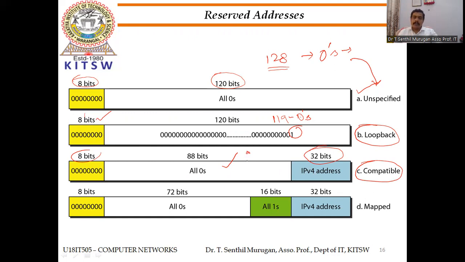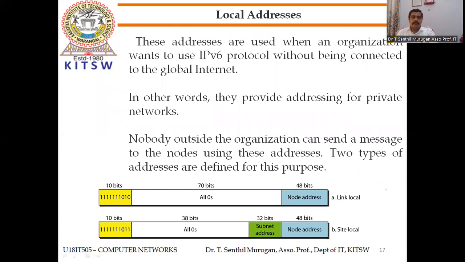So we are representing now double colon with the IPv4 address in dotted decimal notation. We are used to that, as I explained previously. Same method, that is the compatible address. The last one is: 8 bits are 0, then 72 bits of continuous zeros, then 16 bits of ones, then the last 32 bits represent the IPv4 address. This means mapped addresses. So these are the reserved addresses in IPv6.